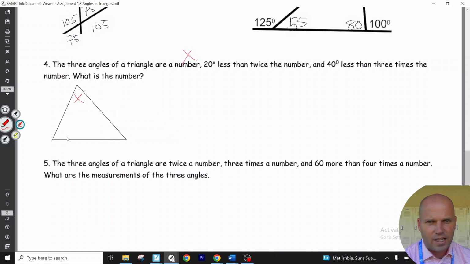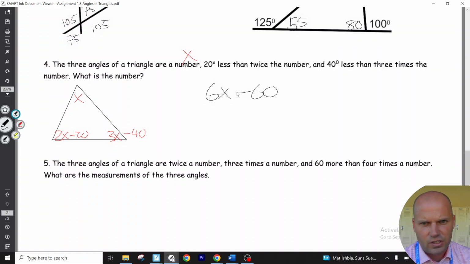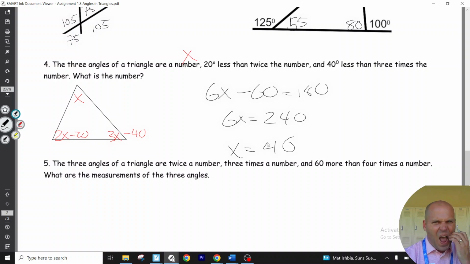So I have one angle is x, one angle will be 2x minus 20, one angle will be 3x minus 40. The three angles must add up to equal 180. So we get 6 x's. Got negative 20, negative 40, minus 60 has to equal 180. I'll add 60 to both sides to get 240. I'll divide by 6 to get 40. So the number is 40, the angles are 40, 60, and 80.